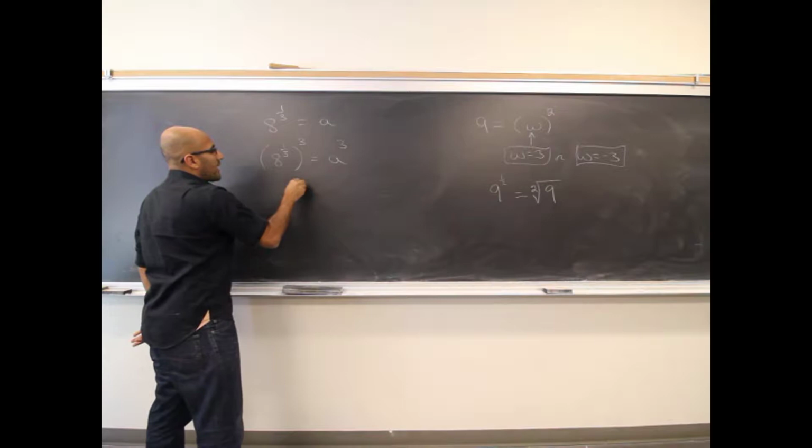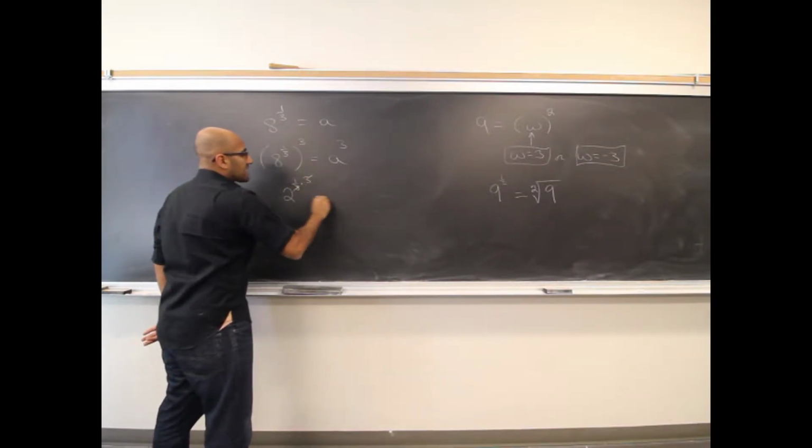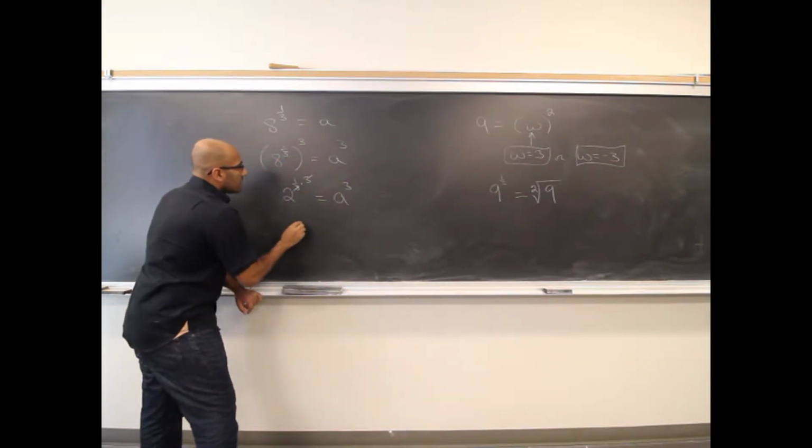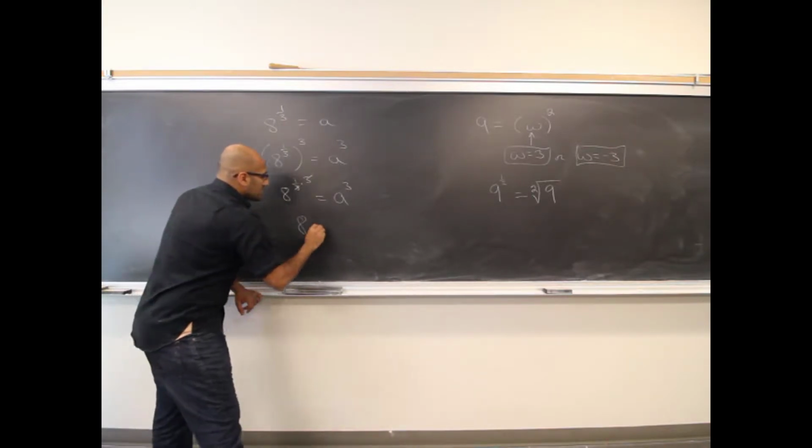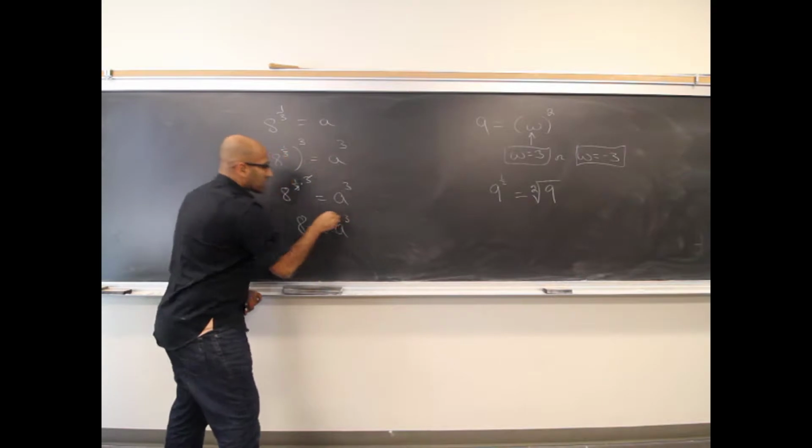2 to the 1/3 power times 3. The 3's cancel, giving you a to the 3rd power. Where'd you get 2 from? I didn't. It's supposed to be an 8 there, sorry. 8 equals a to the third power.